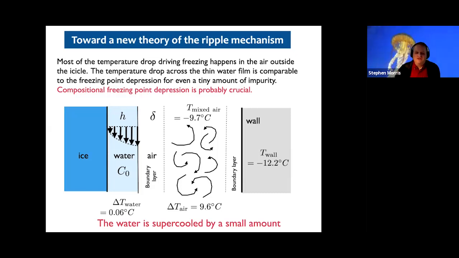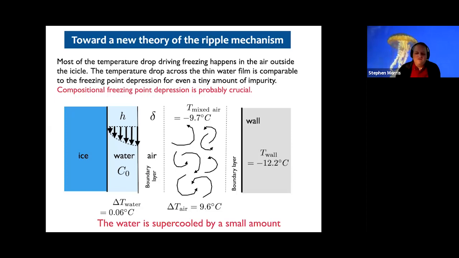Now you can ask yourself, how big is the temperature difference across this thin layer? And it turns out that almost all of the temperature drop happens outside in the air. So maybe I'm growing my icicles at minus 12 degrees. The ice-water interface is very close to 0 degrees. And so where is the temperature drop? It turns out almost all of it is in the mixed air outside, and only a very tiny millikelvin or tens of millikelvin temperature drop occurs across the water.